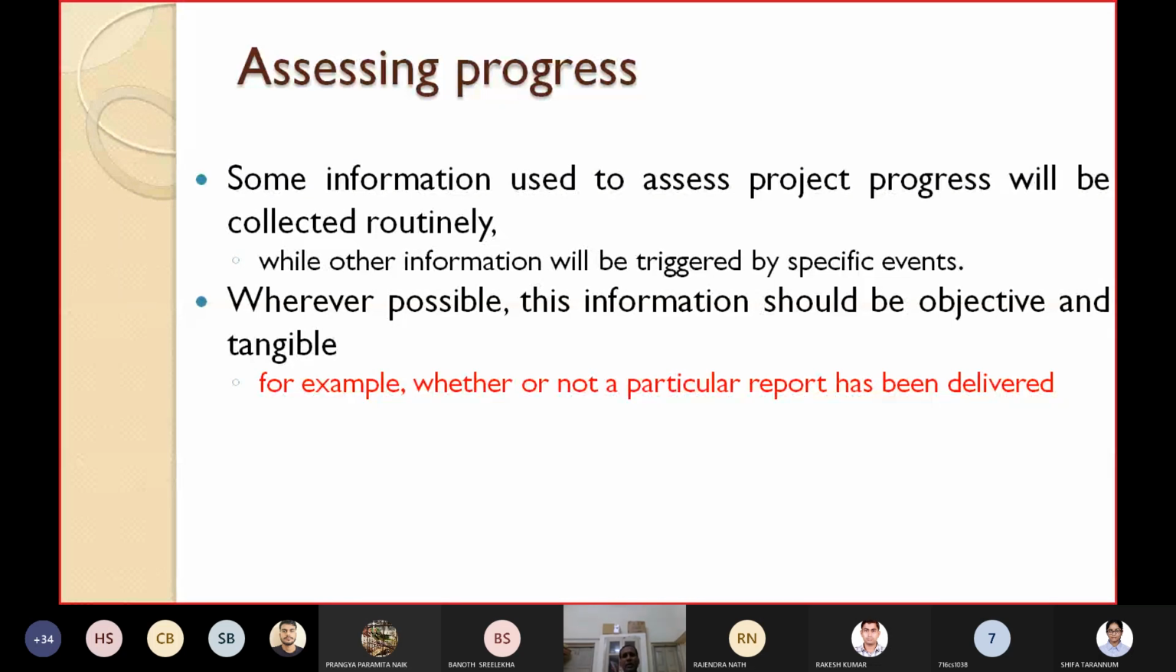Some information used to assess the project progress will be collected routinely, whereas some other information will be triggered by specific events. Only when some event occurs, it will be collected at that time. Wherever possible, this information should be objective and tangible. Please try to extract and record the information in an objective and tangible manner.